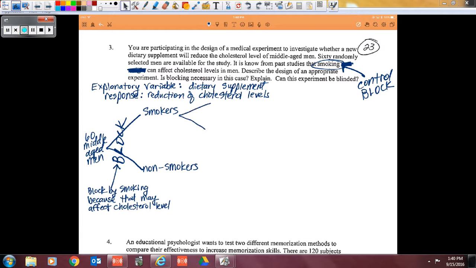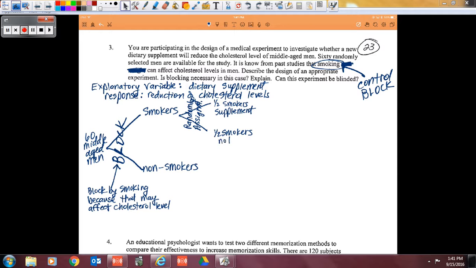Smoker's experiment. So what do we do first? We randomly assign. Now, do we know that there were 30 smokers? No, we don't know how many were smokers. So we're going to have half of the smokers go to the supplement that we're doing. We're going to have half of the smokers. What do you think they get?